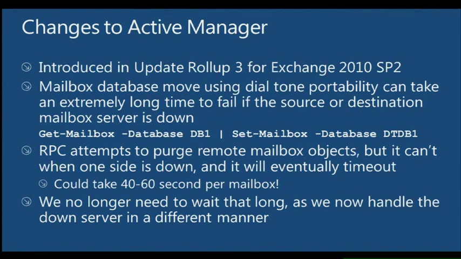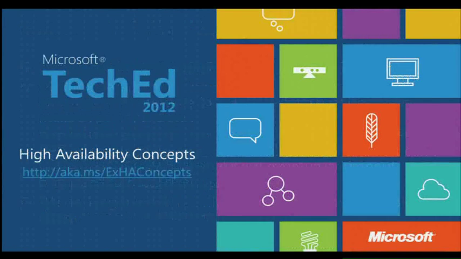We now catch those RPC failures, and instead of waiting for the timeout to occur, we just accept them, catch the exception, and move on to the next one. So now if you're doing a dial tone move with Exchange 2010 update rollup 3, things go super fast. We've optimized it. Okay, so those are the changes.